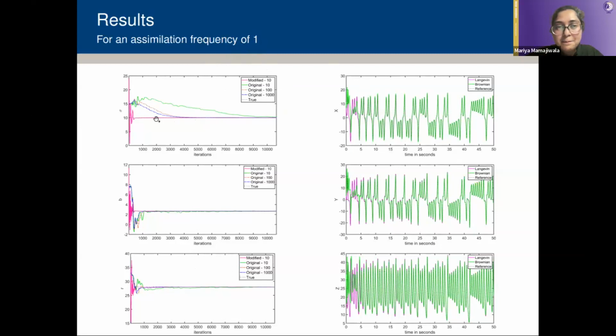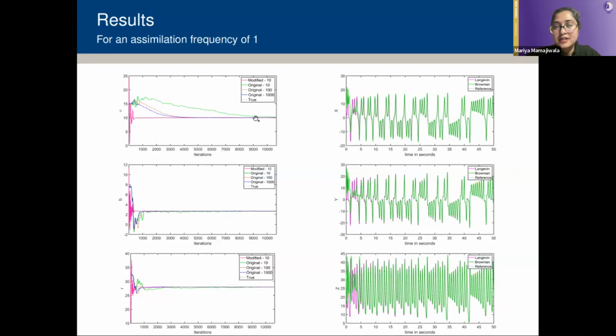And so the pink plot, if I look at one of these, is the one with the modified parameter dynamics. And the number here represents the ensemble size used in the ensemble Kalman filter. So for an ensemble size of 10, the pink is a solution with the modified dynamics, and it should be compared with green, which is the original parameter dynamics, that is Brownian motion.